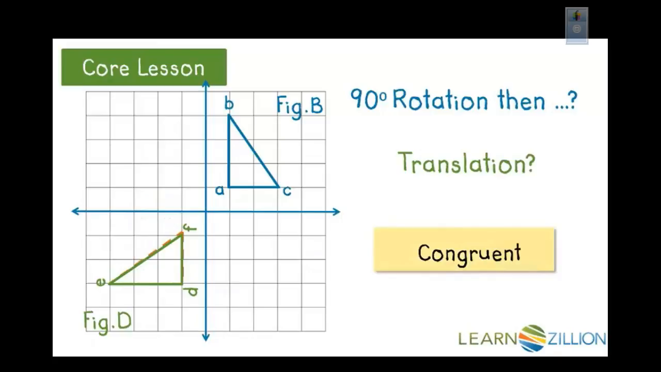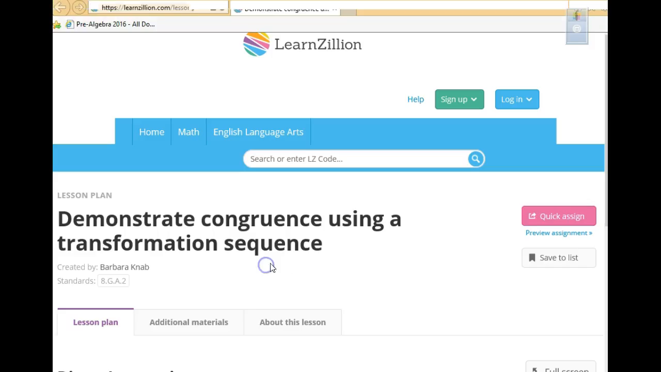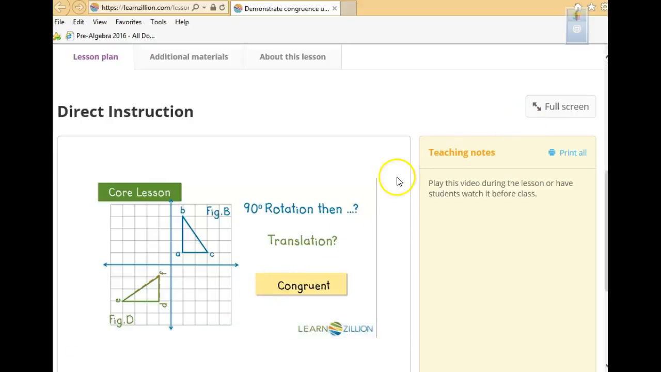Since we know that both rotations and translations leave size and shape unchanged, we know that a sequence of a rotation followed by a translation will also leave size and shape unchanged. If size and shape stay the same, these figures are congruent. We have demonstrated congruence by showing that figure D is the image of figure B after a sequence.